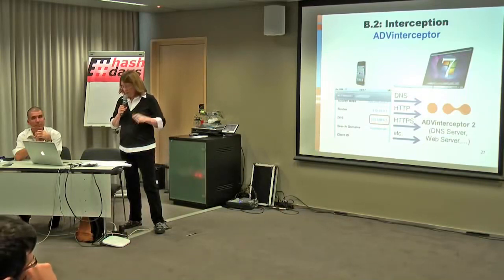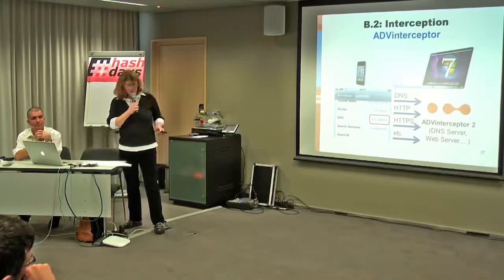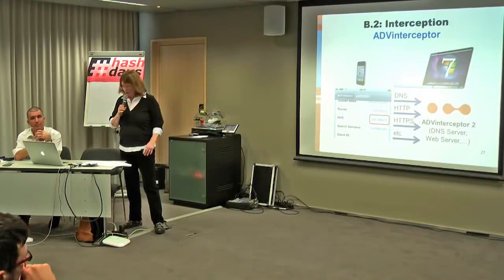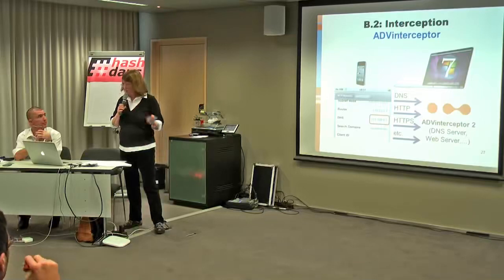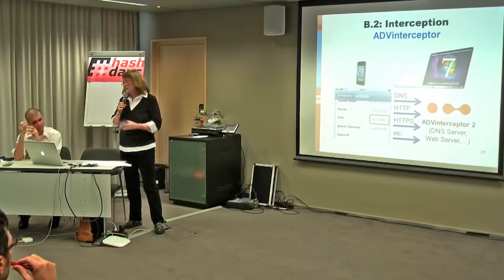Instead of configuring the proxy settings as before, on the iPhone you change the IP of the DNS to point to ADV interceptor, and it will intercept DNS requests, create SSL certificates on the fly, and listen to HTTP and HTTPS. It can also be cascaded into Burp or WebScarab.